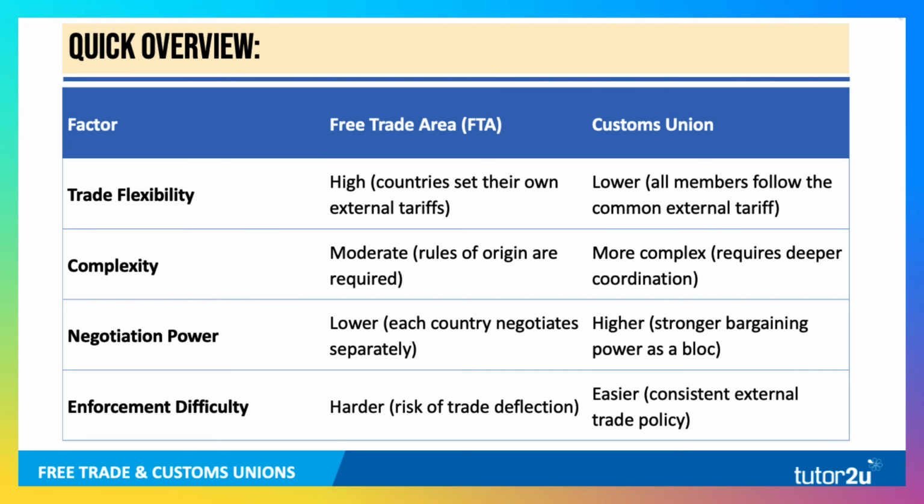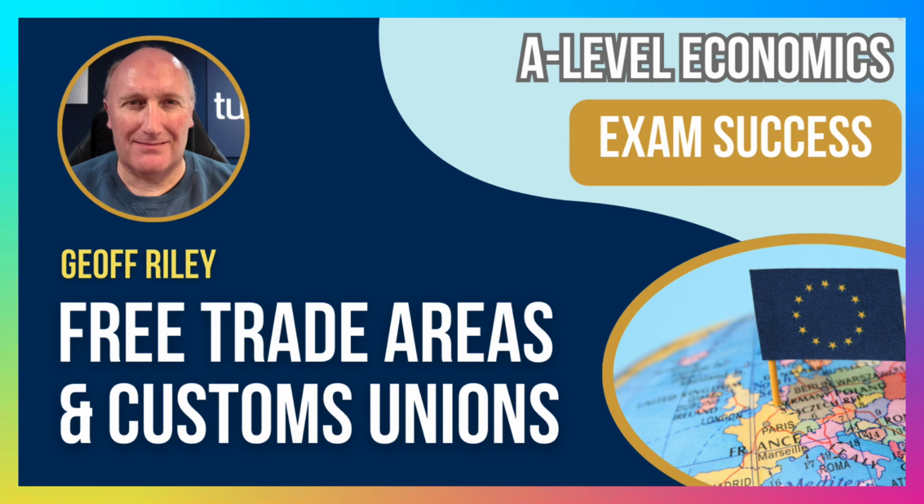Whereas with a customs union, countries are sacrificing trade flexibility because all countries follow the common external tariff. It does require deeper coordination across countries, and the 27 member nations inside the EU, but it gives them more bargaining power because they have a trading bloc. So the European Union Customs Union can negotiate with other trade blocs or individual countries. And enforcement should be a little easier because you have a consistent, uniform external trade policy. So it's really important to understand the difference between a free trade area and a customs union as part of your international economics.